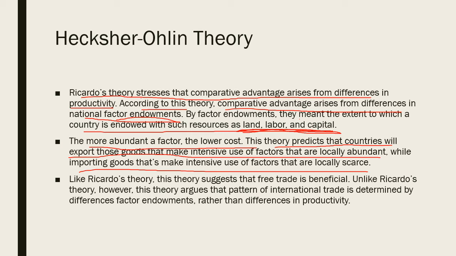Also, when the goods are locally scarce, that is, not available much, then obviously you cannot export them, right? You should import them. So this is the Heckscher-Ohlin theory, which says that the national factor endowments like land, labor and capital make the comparative advantage. Also, like Ricardo's theory, this theory suggests that free trade is beneficial. Okay. Unlike Ricardo's theory, this theory argues that the pattern of international trade is determined by differences in factor endowments rather than differences in productivity, okay, which I just mentioned.